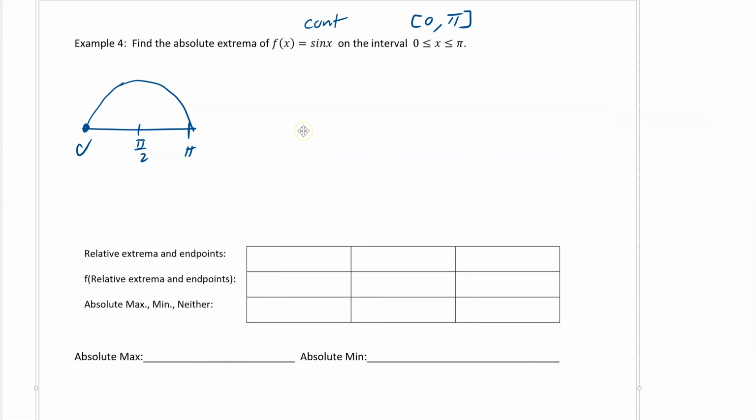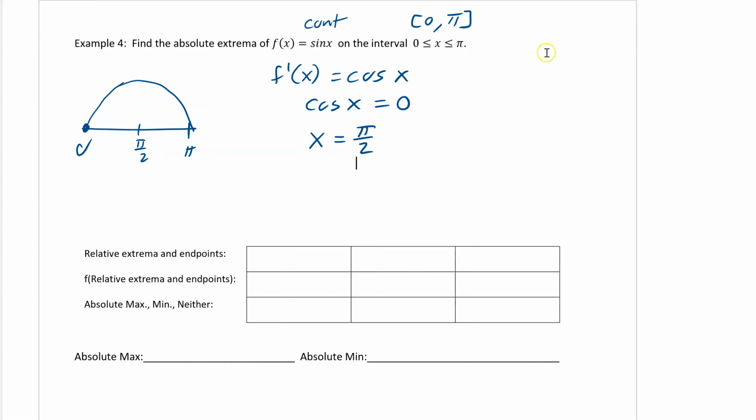So let's take our derivative and see what we get. So x prime of x is equal to cosine of x. And then we take our cosine of x and set it equal to 0. So on that interval from 0 to pi, we know that x will equal pi over 2, which will give us a cosine of x equal to 0. So that works perfectly. We only have to worry about that interval, which is 0 to pi.